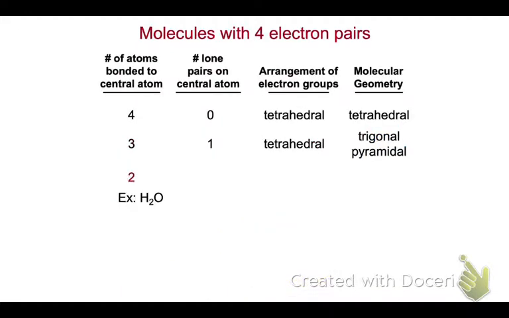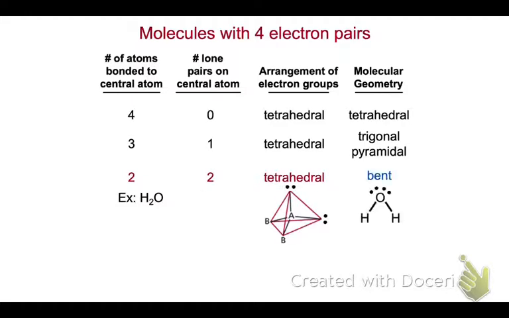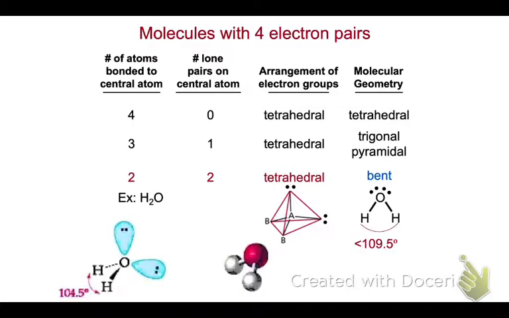Next model is water, 2 atoms around the central atom, 2 lone pairs. Electronically, it's tetrahedral. However, when you look at only the atoms, it's bent. But this bent is bent by an angle that is slightly less than 109, not 120 like the previous bent. Why? The angle is determined by the electronic shape. The electronic shape is tetrahedral, which means the angle for tetrahedral is 109. Because of the lone pair, this happened to be slightly lower than that. Okay, so this is the bent shape of water.